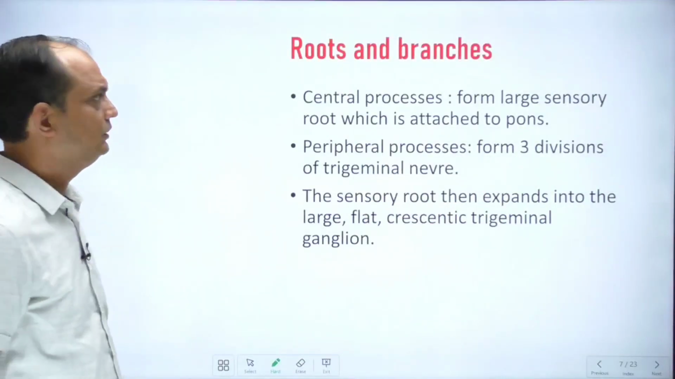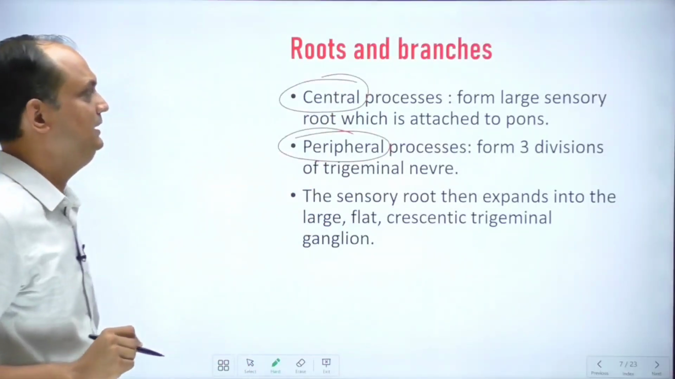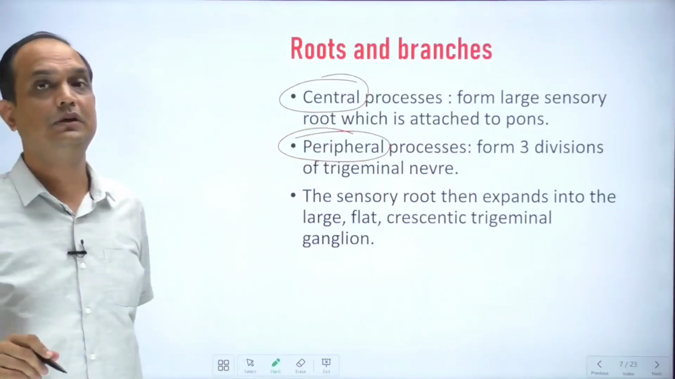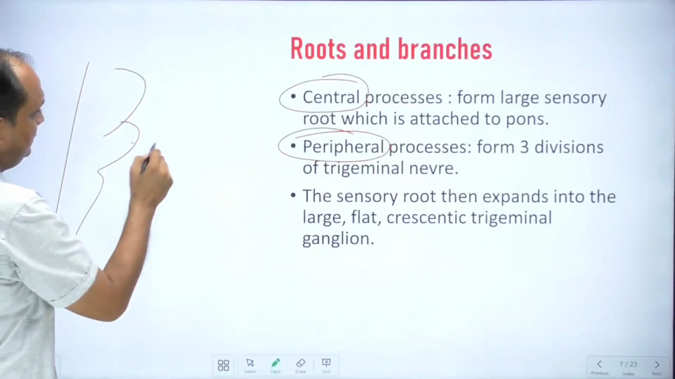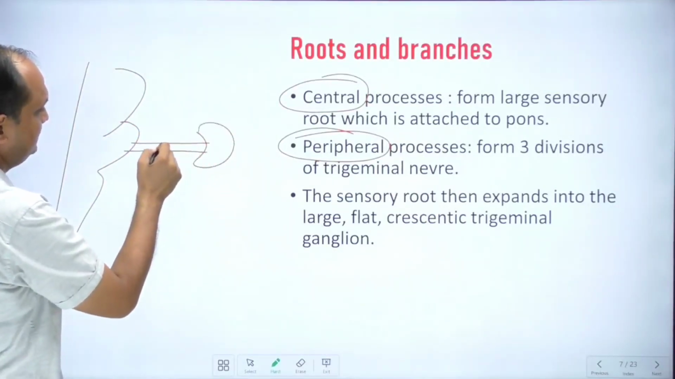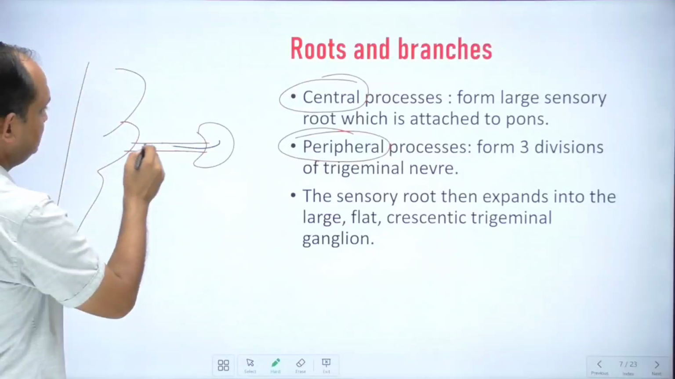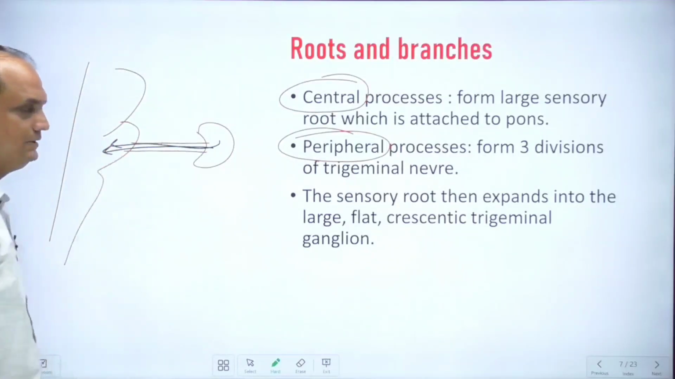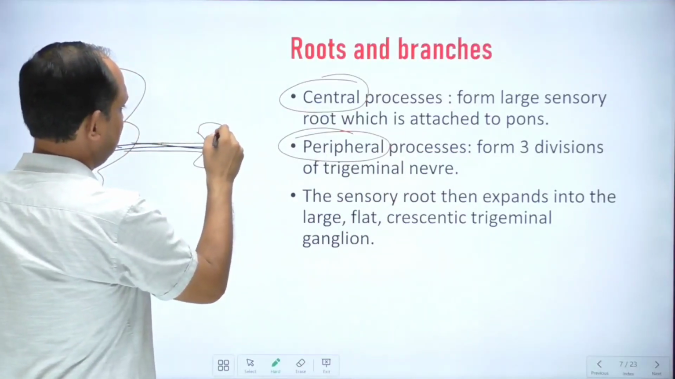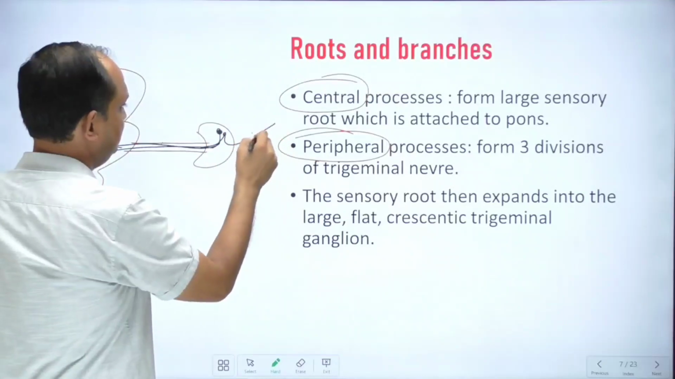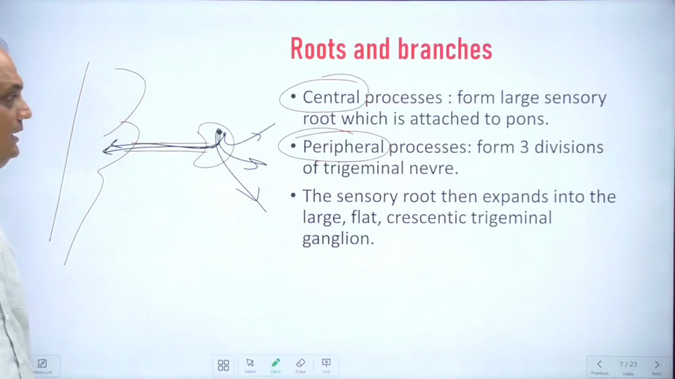So what are the roots and branches? One is the central process, another is the peripheral process. Central process means the large sensory root which is attached to the pons. That means when you see the brain stem, from the brain stem to the ganglion you have the connection, and these are known as the central process. Why central process? Because the fibers are entering the central nervous system. Peripheral processes are the three divisions of the trigeminal nerve. These are the collection of neurons here, and the processes coming out here form the three divisions: ophthalmic, maxillary and mandibular.